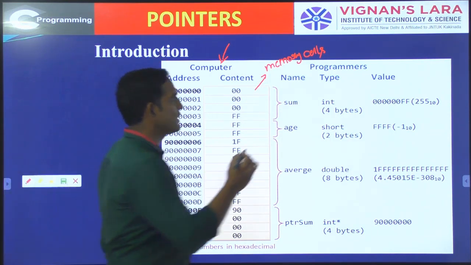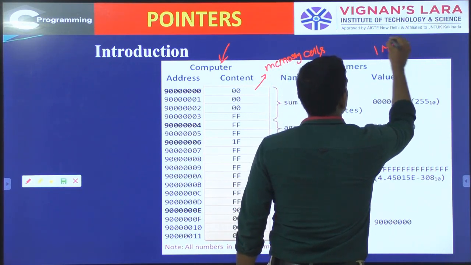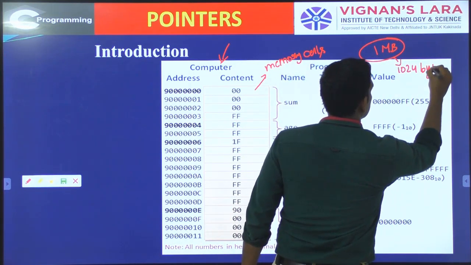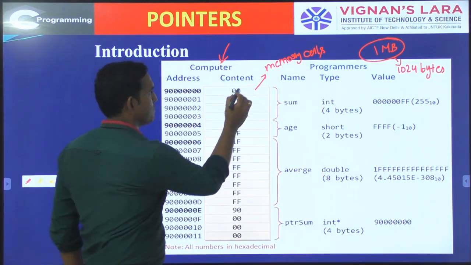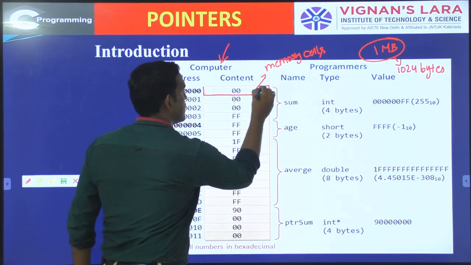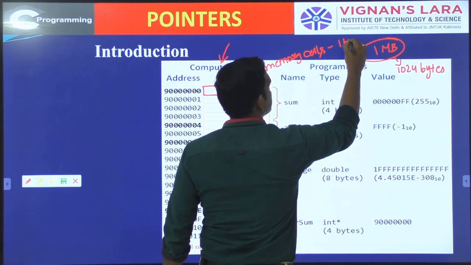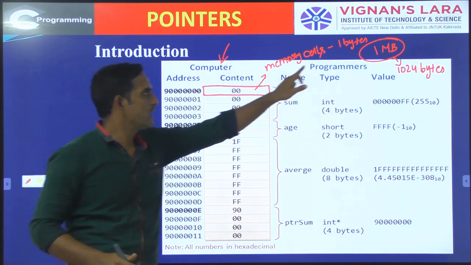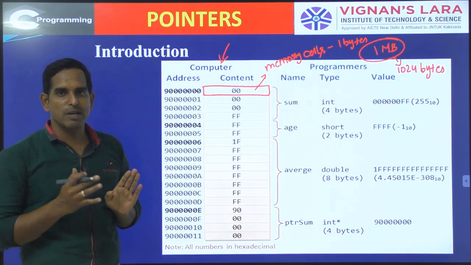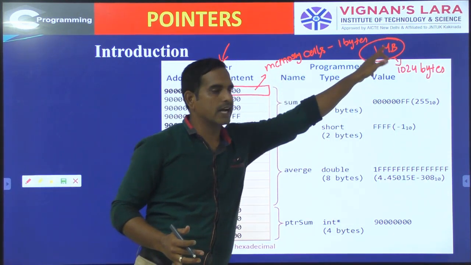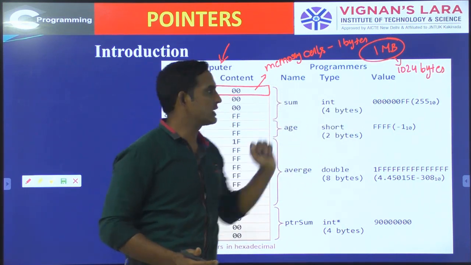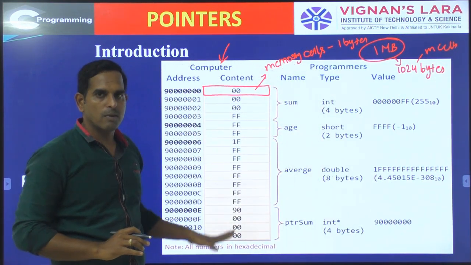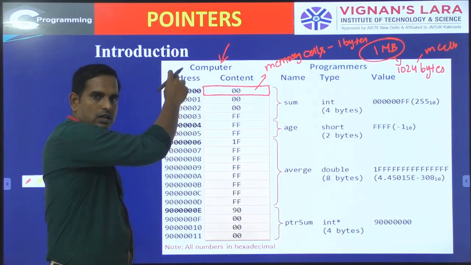This memory address value will depend upon the complete size of the memory. For example, if the size of the memory is 1 MB, that means you will have 1024 bytes. If your computer is a 1 byte computer, then one memory cell will store 1 byte. If your computer has 1 MB of memory, you will have 1024 memory cells, and those memory cells will be numbered from 0 to 1023.